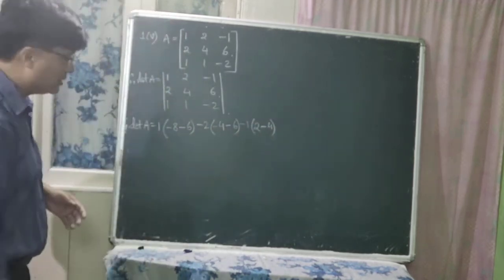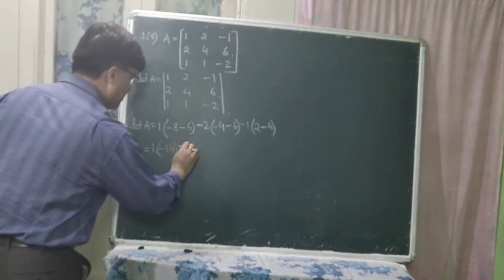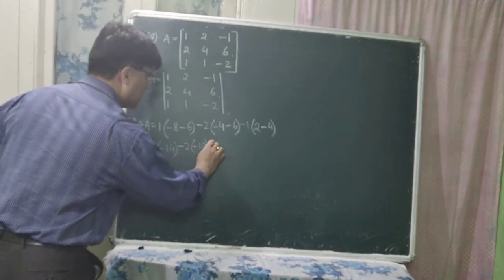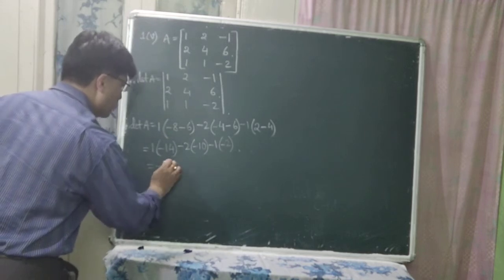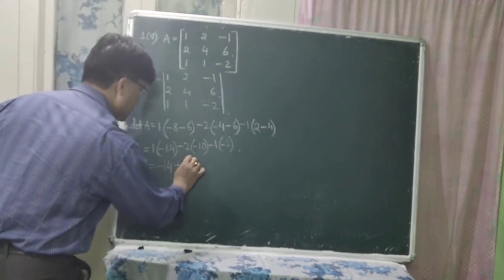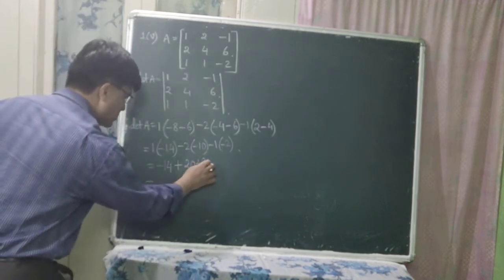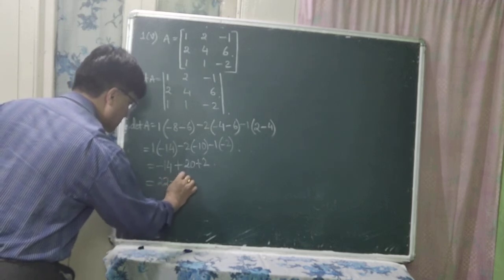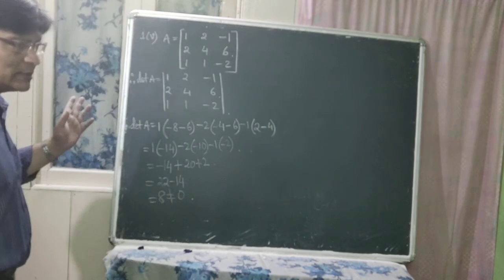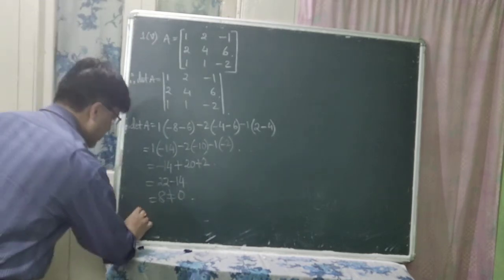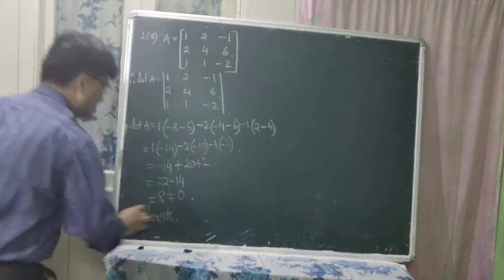You know how to expand it, isn't it? So it is equal to 1 within bracket minus 14, minus 2 within bracket minus 10, minus 1 within bracket minus 2. Which is equal to minus 14, minus times minus plus, 10 2s are 20, minus times minus plus 2. So which is equal to 20 plus 2, 22, minus 14 is equal to 8, which is not equal to 0. That means what exists? A inverse exists. Okay.